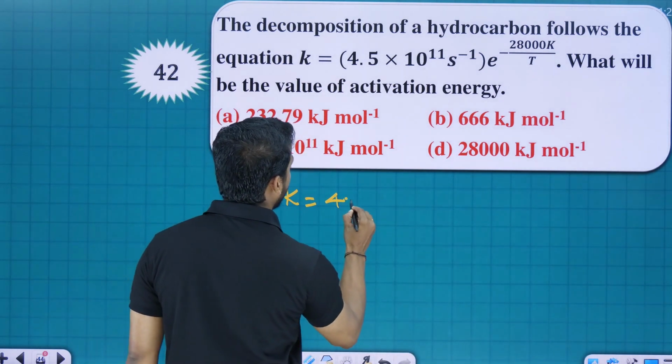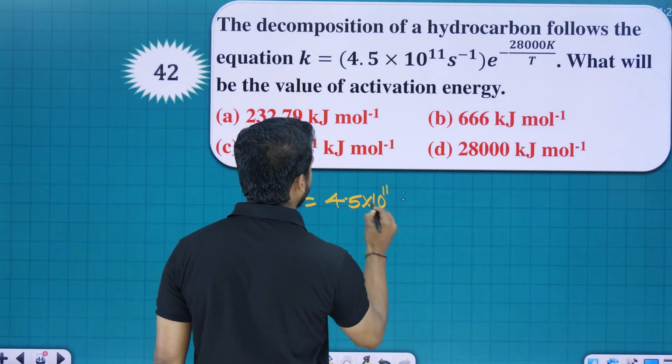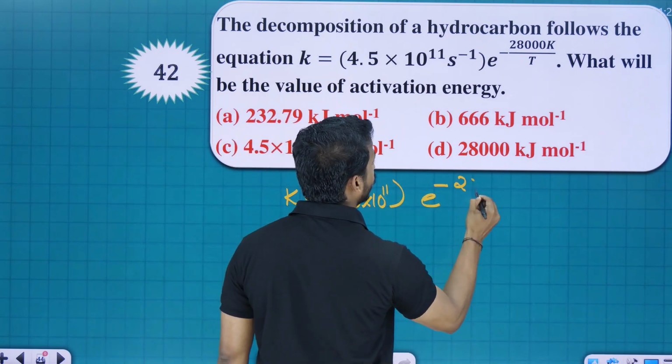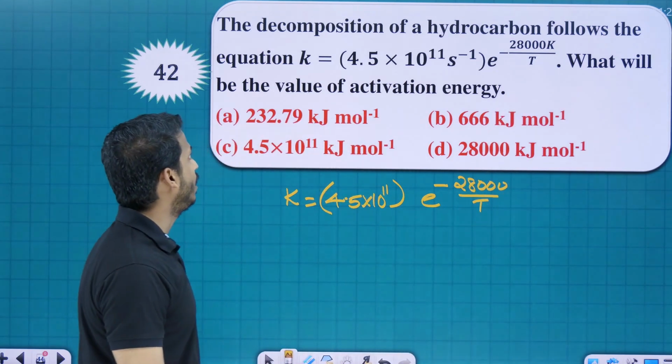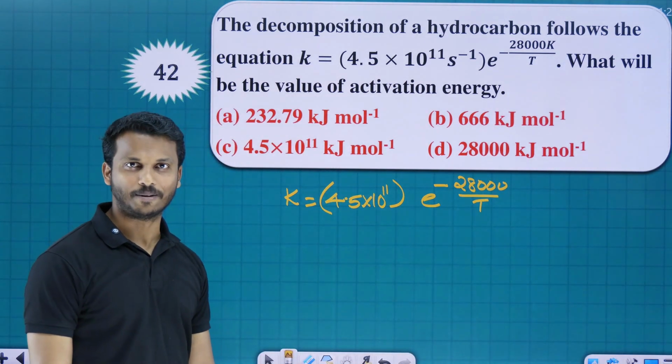Next, the decomposition of a hydrocarbon follows the equation K is equal to 4.5 into 10 raised to 11 into e raised to minus 28,000 divided by temperature. T is in Kelvin, okay. What will be the value of activation energy?